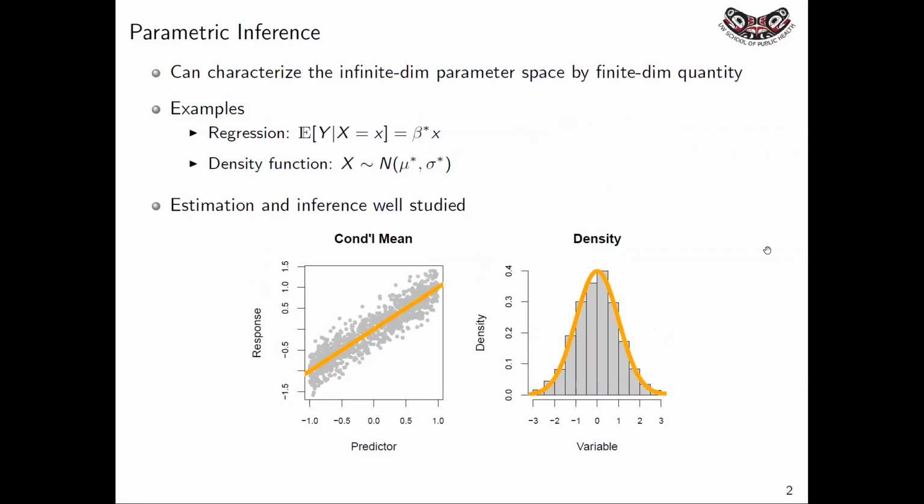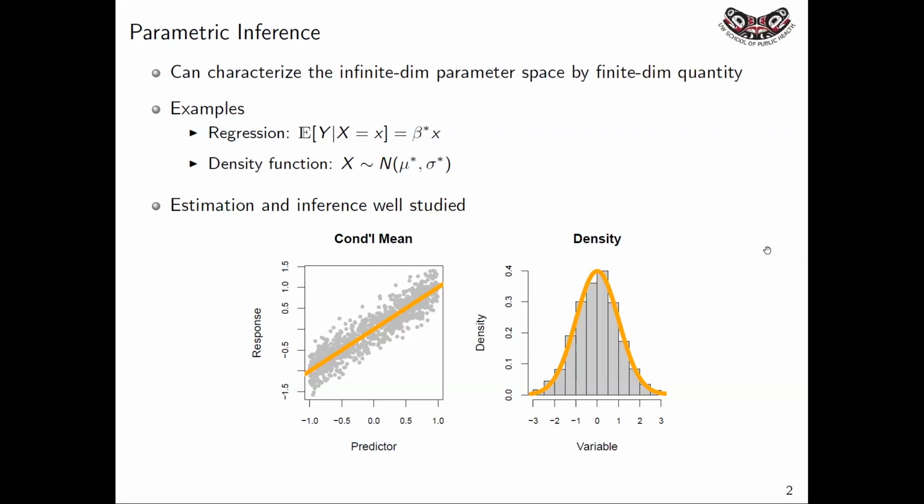Of course, we can do this in a parametric way. You've all seen parametric inference, the students in classes. So we could characterize that infinite dimensional parameter space by a finite dimensional quantity. An example of it is that we could think of the regression function as just beta star transpose x. Then the estimation and inference focuses on that beta star. Or we could assume a model for the density. We could assume that our data comes from a normal distribution with a mean and a variance. And then we would be doing inference for these parameters.